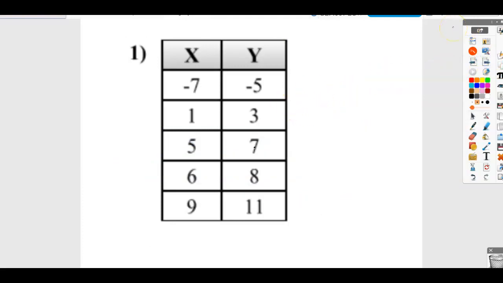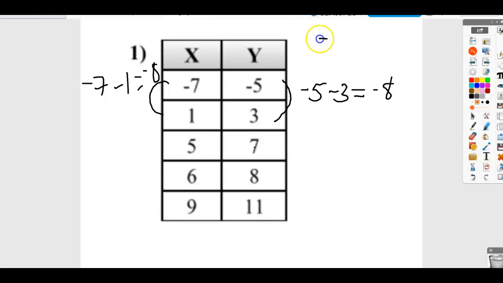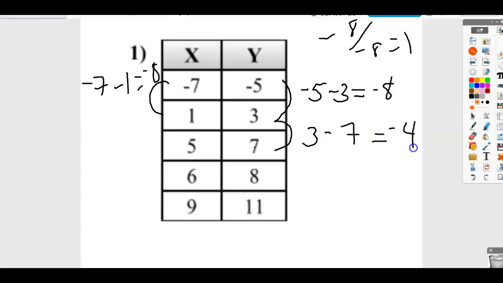So when I do this one, I'm going to go here. Negative 5 minus 3 equals negative 8. And here, negative 7 minus 1 equals negative 8. And negative 8 divided by negative 8 equals 1. If I'd gone this way, I get 3 minus 7 is negative 4, and 1 minus 5 is negative 4. And negative 4 divided by negative 4 is still 1.